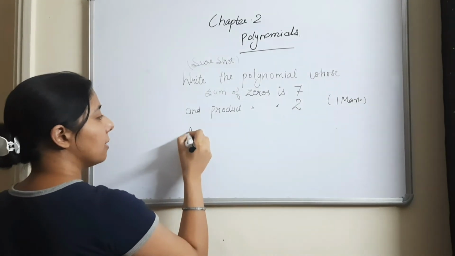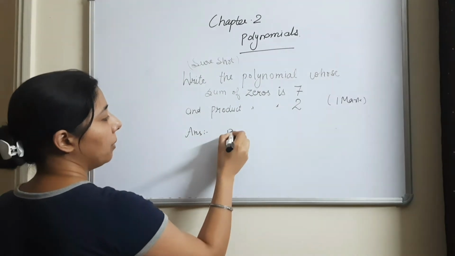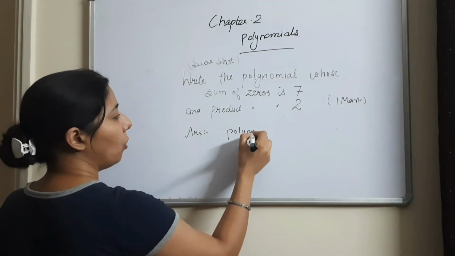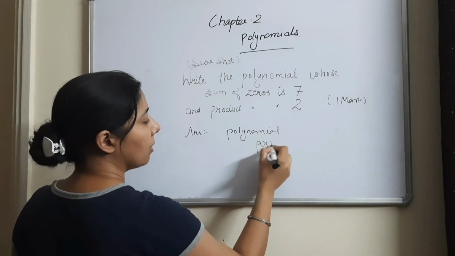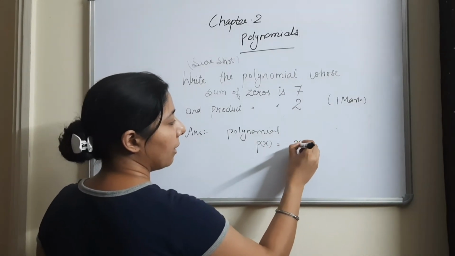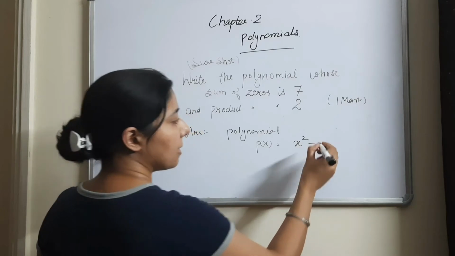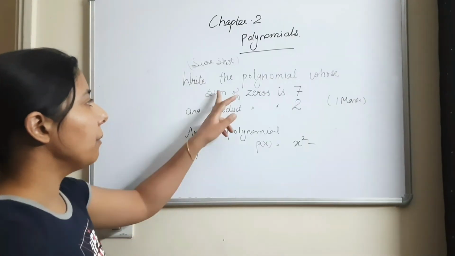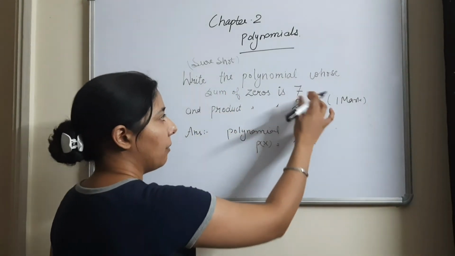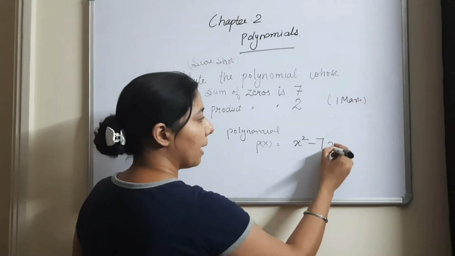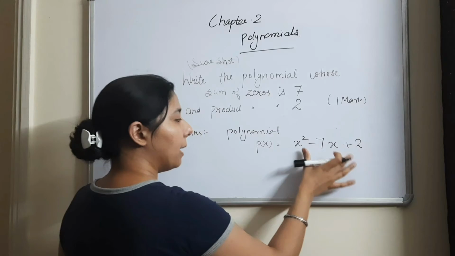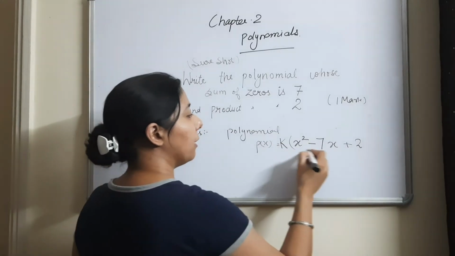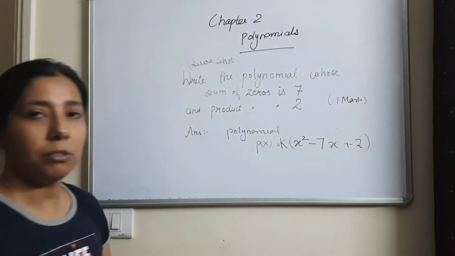So your answer is like polynomial. For writing the polynomial, you will just put one x square here and put a minus sign, and then whatever sum is given, like it is 7, write 7 here, then put x, then plus whatever product is given, right here 2, and multiply this whole polynomial by an arbitrary number k. So this is your answer.